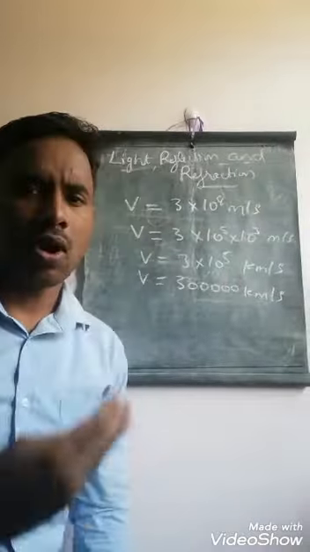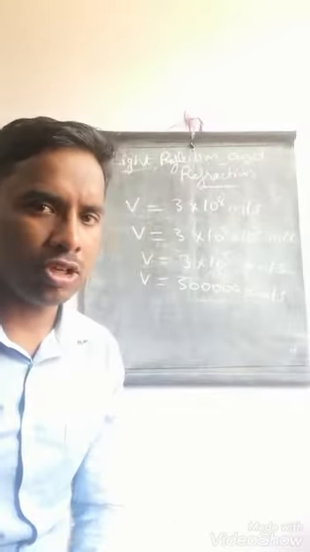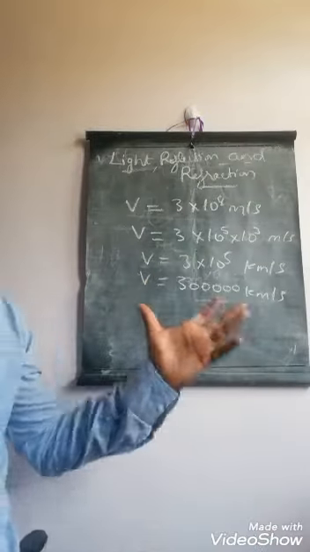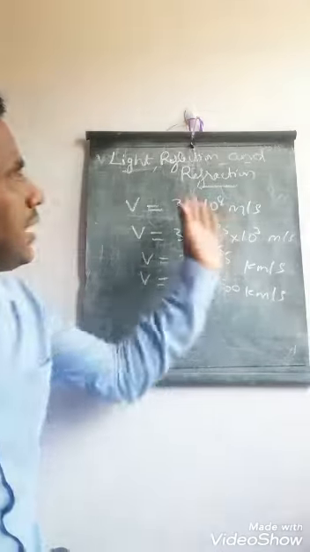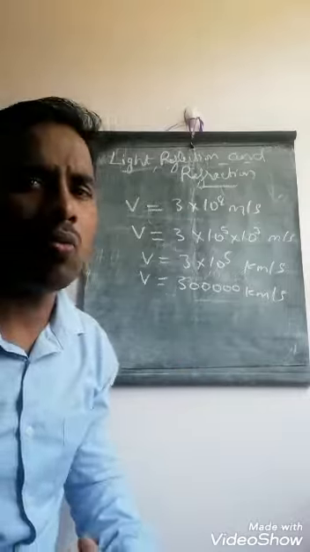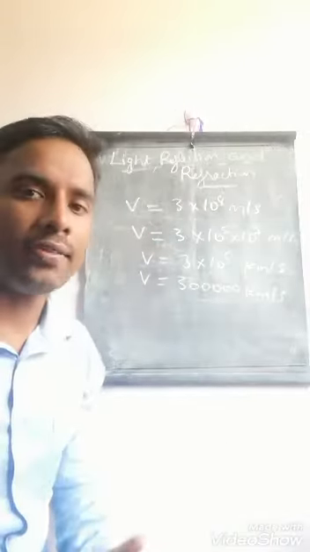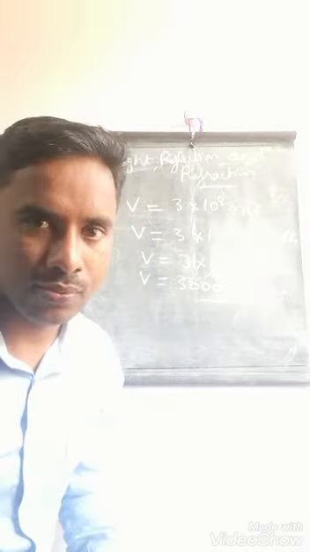It is also known to us that no other particle in the universe travels as fast as light. So this is about the speed of light. This is just an introduction on what is light. When light falls on our eye, we are able to see the things around us.